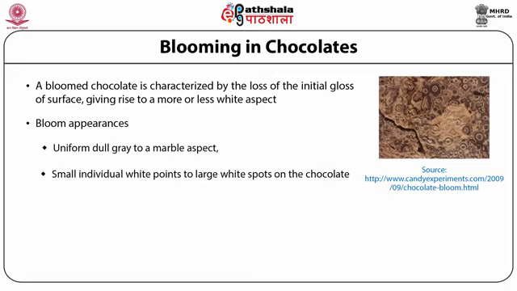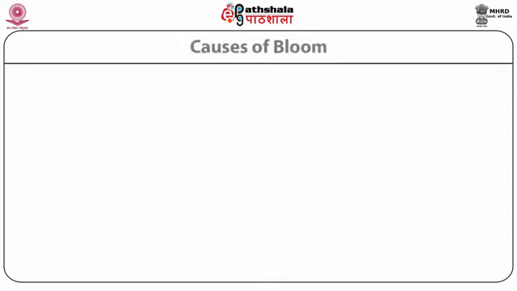Now, what are these blooms actually? These blooms are not injurious, and they are not actually defects in safety. It is an appearance defect, a visual defect, and it can be because of fat or because of sugar. Hence, we can divide these blooms into two types. One is fat bloom and the second is sugar bloom. Now, why do these blooms appear?